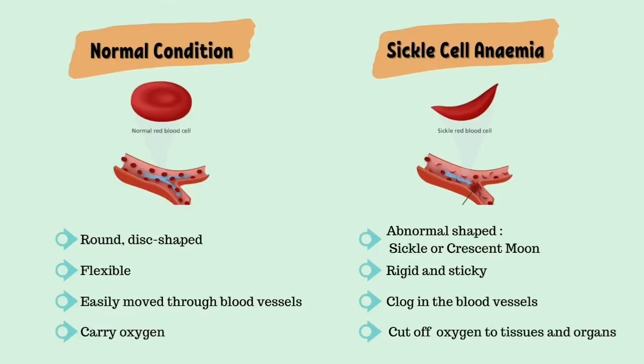In normal condition, red blood cells are round, disc-shaped and flexible. They can move and carry oxygen easily, even through the smallest vessels in the body. However, in sickle cell anemia, the red blood cells will become rigid, sticky and will clog the blood vessels, and this will reduce or cut off oxygen to tissues and organs in the body.